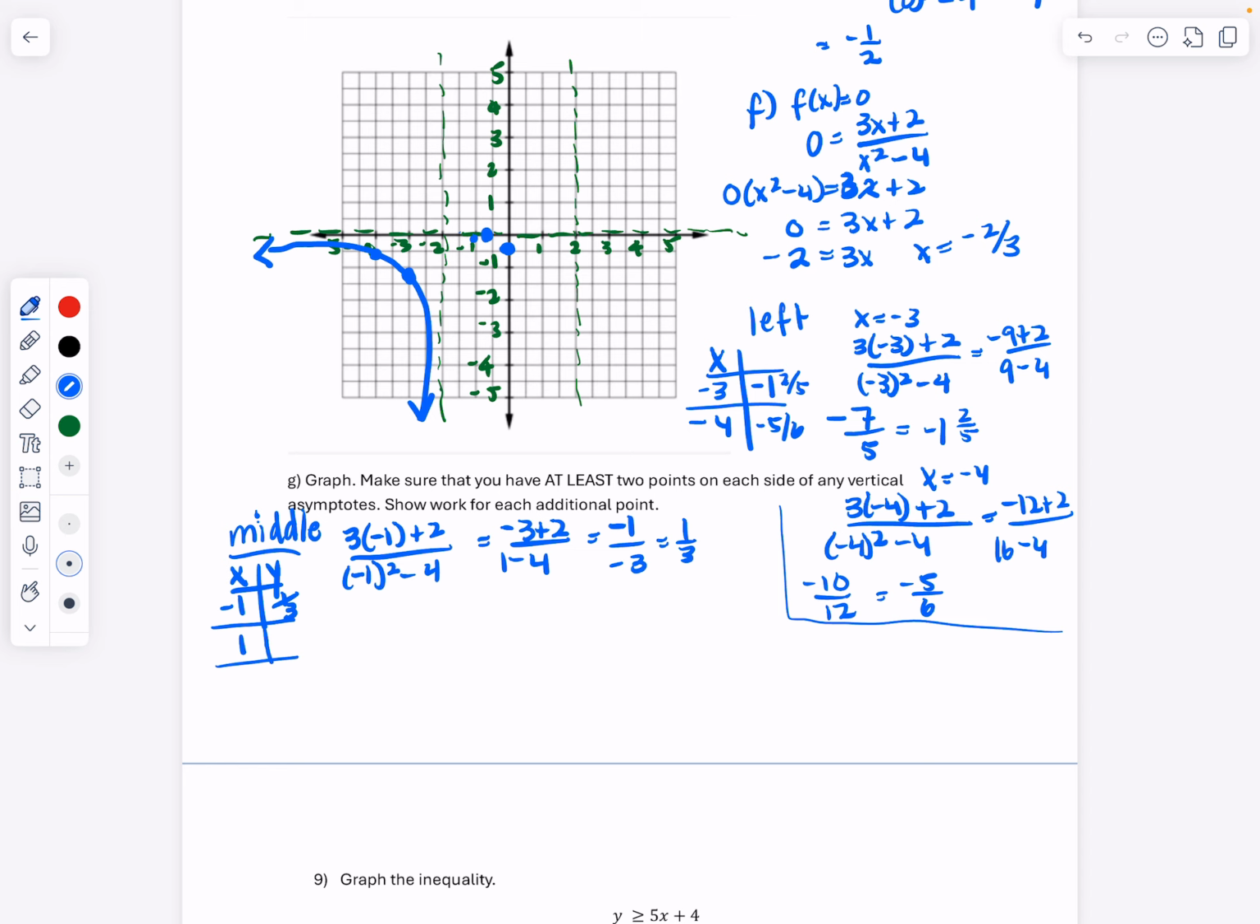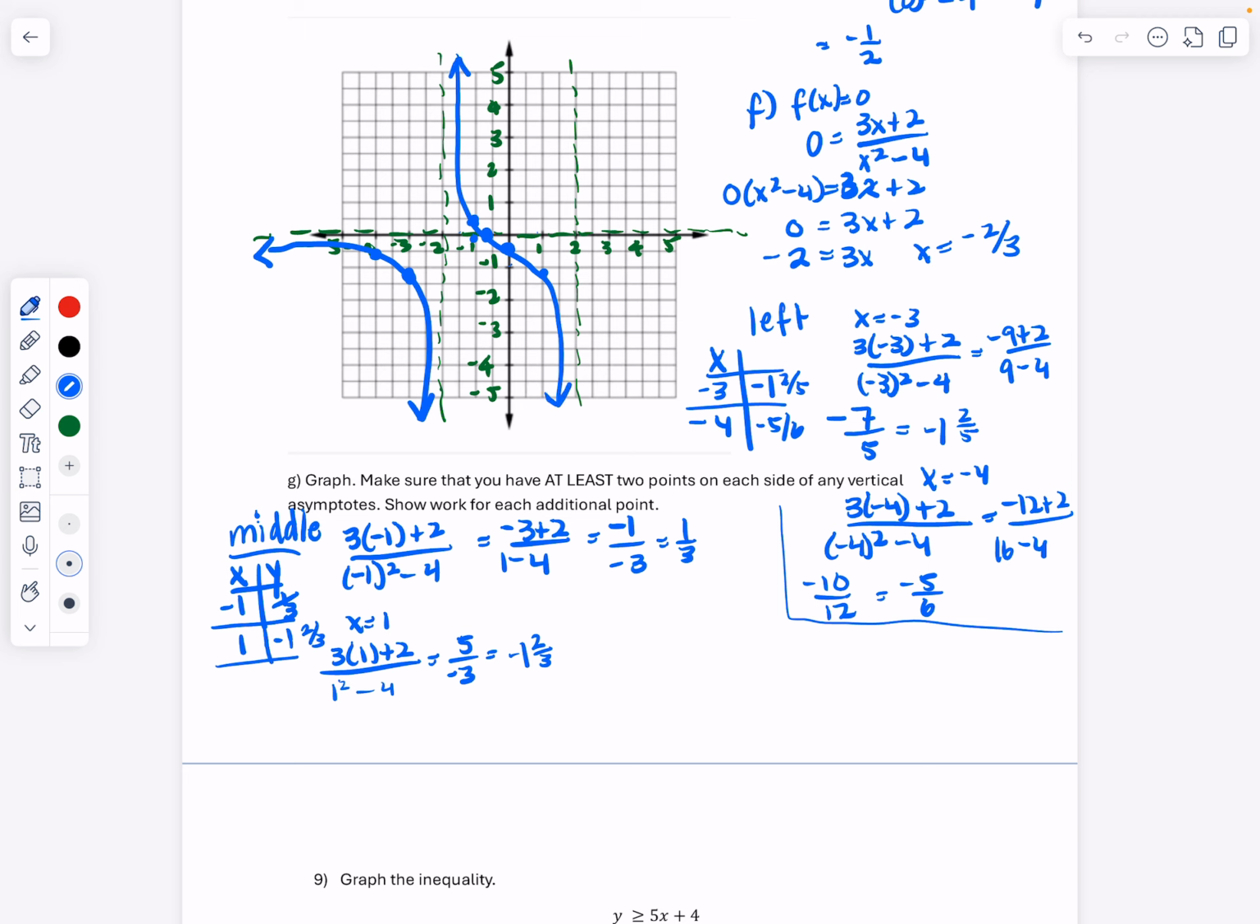Oh, whoops. I was like, something looks wrong. Negative 1, 1/3 is here. Sorry, guys. Okay. And then I'm going to do x equals 1. So 3 times 1 plus 2 over 1 squared minus 4. This is 5 over negative 3, so this equals negative 1 2/3. Okay, so positive 1, and I have a negative 1 2/3. Okay, so I can see the graph is forming here, and here's what's happening in the middle.